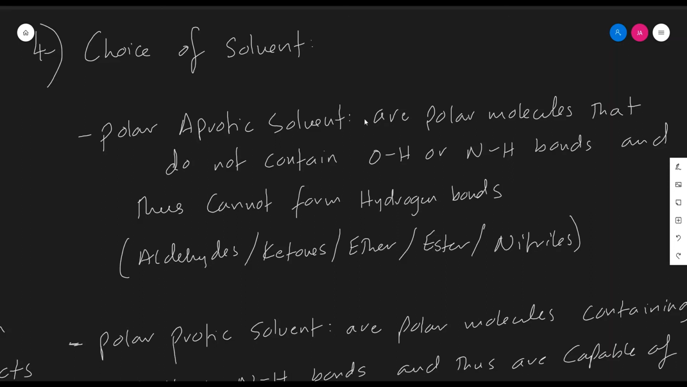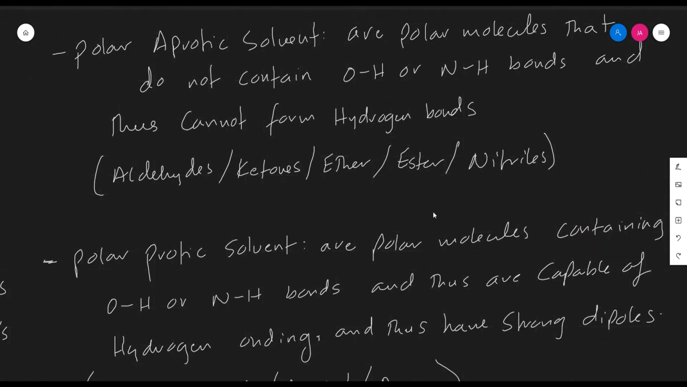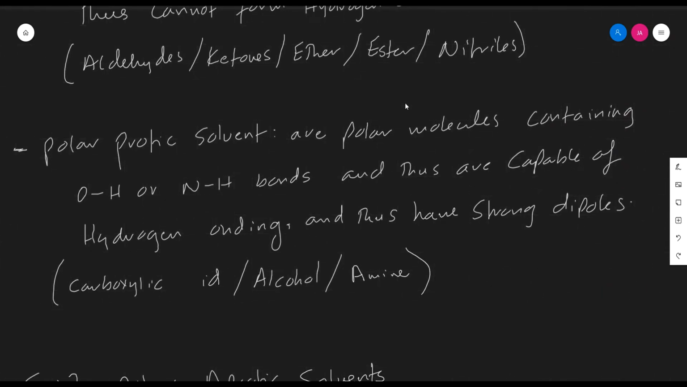Therefore, it's polar and thus contains dipoles, but they're not as strong as those dipoles present in molecules that can form hydrogen bonds. This is a very important note to make at this point. On the other hand, a polar protic solvent is a solvent in which the molecules contain OH or NH bonds and thus are capable of hydrogen bonding.